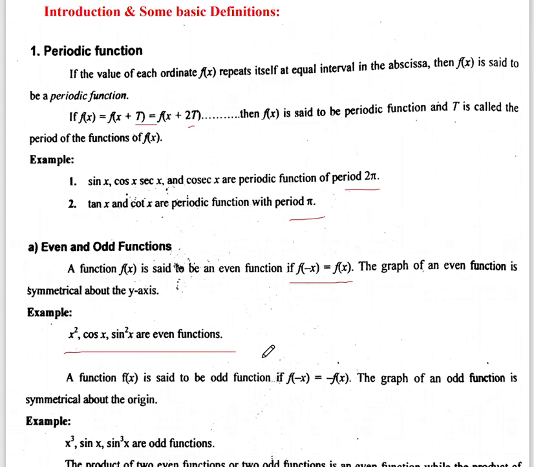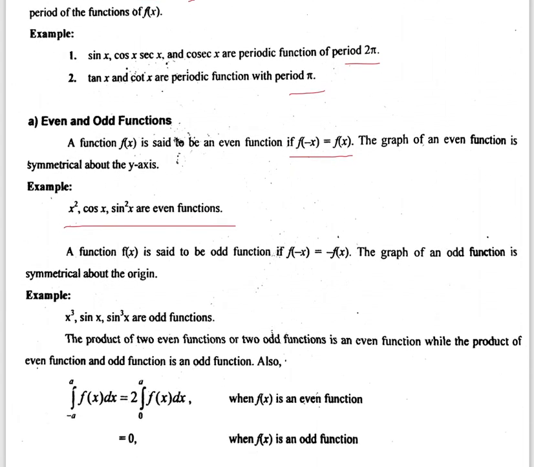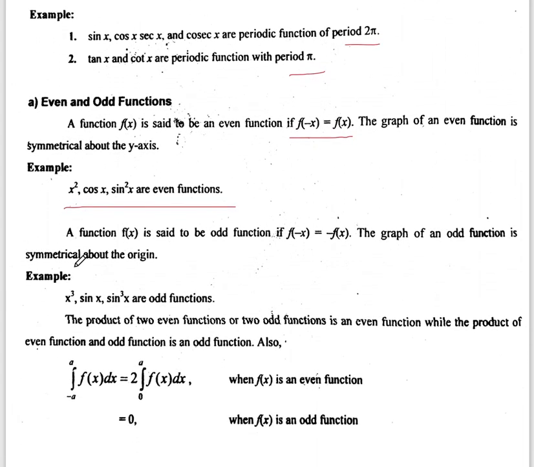Then we will see what an odd function is. A function f of x is said to be an odd function if f of minus x equals minus f of x. If f of minus x gives a value equal to minus f of x, then that function is called an odd function. The graph of an odd function is symmetrical about the origin. For example, x cube, sin x and sin cube x are odd functions. So these are examples of odd functions.